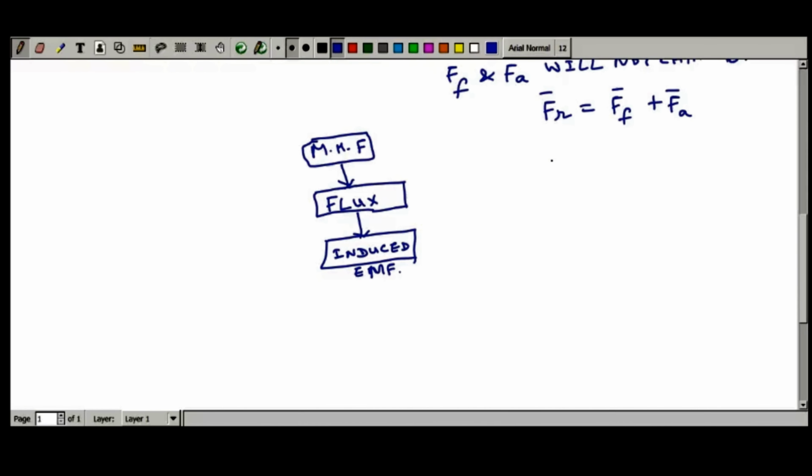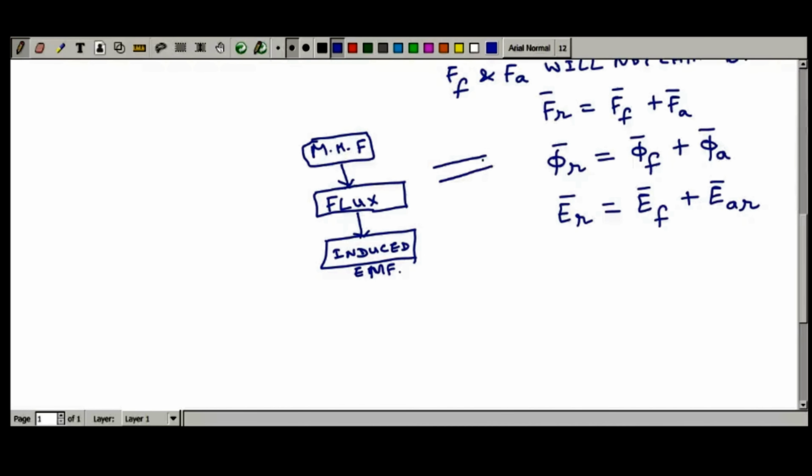So we can rewrite this as air gap flux phi r, or the resultant flux phi r, is equal to field flux phi f plus armature flux phi a. Now further, this will give rise to resultant air gap voltage ER. This will give rise to EF, that is the no load voltage or no load excitation EMF, and this will give rise to, let us call this EAR, that is EMF induced due to the armature flux. So this is the sequence. You can correlate this thing.